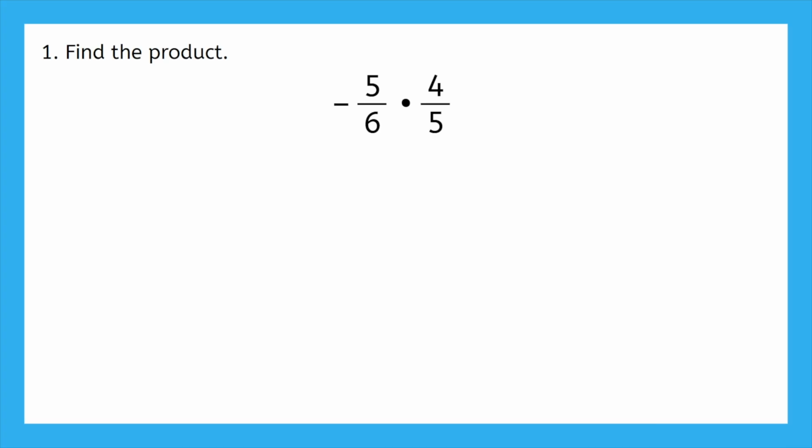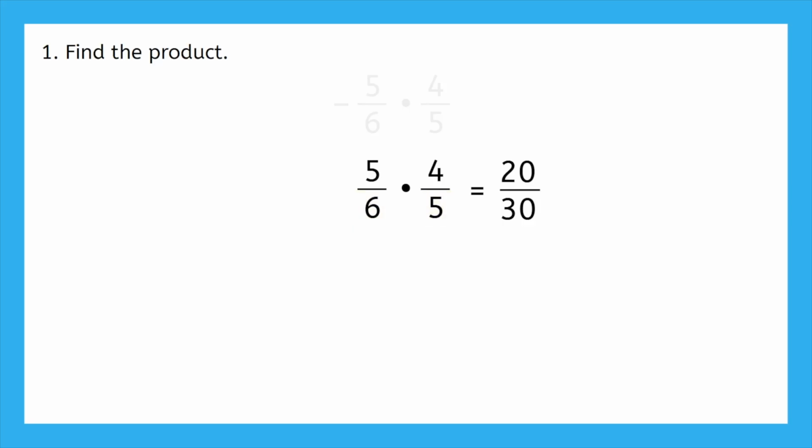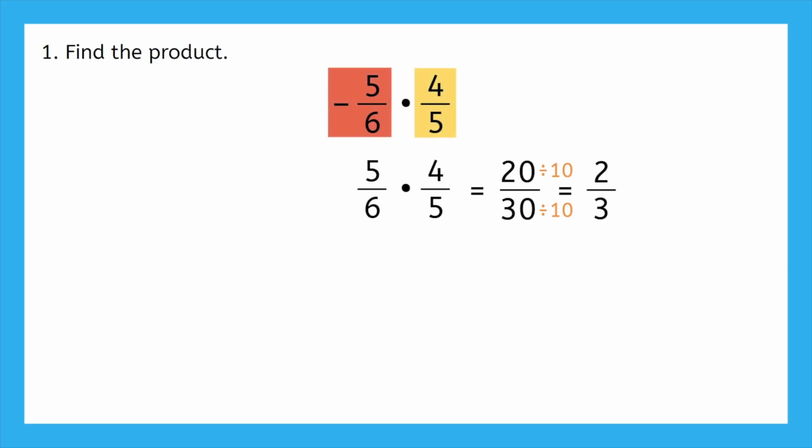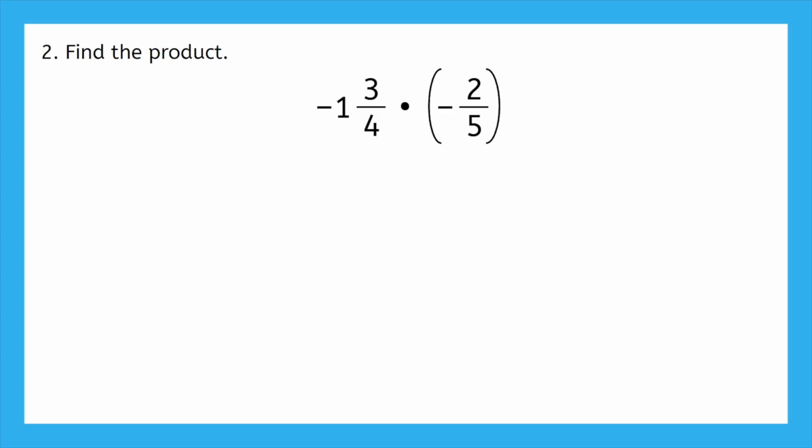First up, example 1, -5/6 times 4/5. First, ignore the signs and multiply these fractions as positives. Multiply the numerators to get 20, then multiply the denominators to get 30. Now, simplify by dividing 20 and 30 both by 10 to get 2/3. What's the last step? Right, applying the appropriate sign to the answer. We multiplied a negative by a positive, so the product is -2/3. Great work.